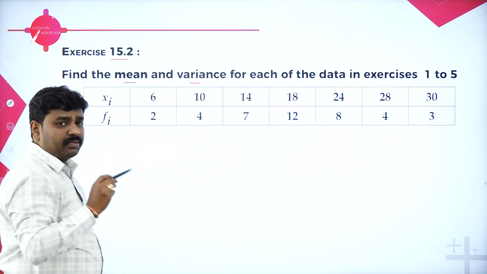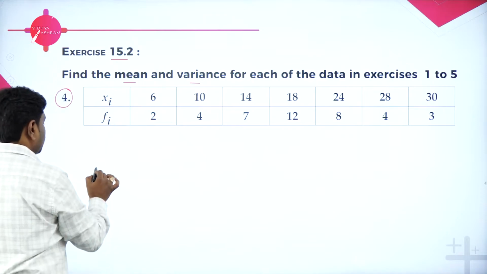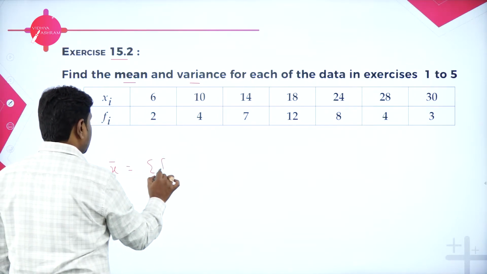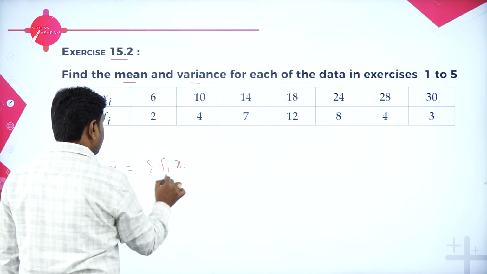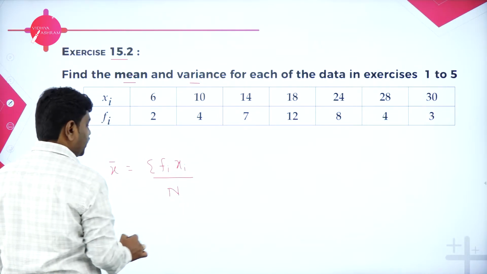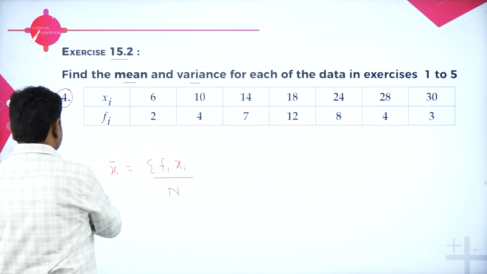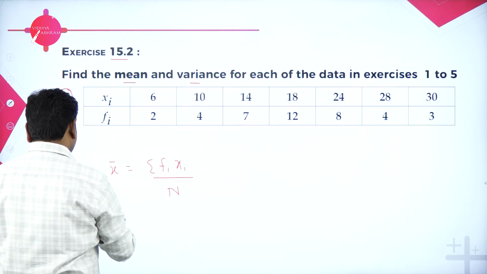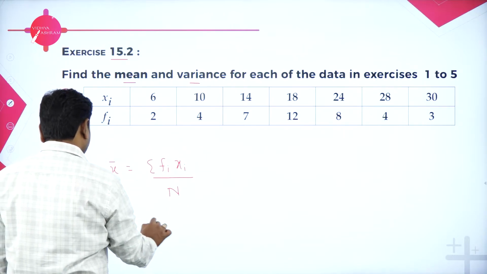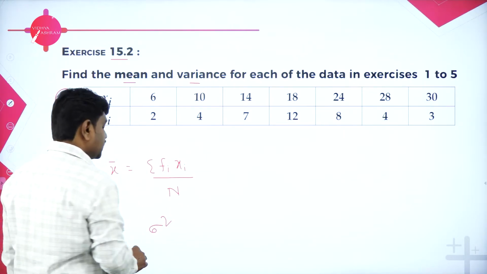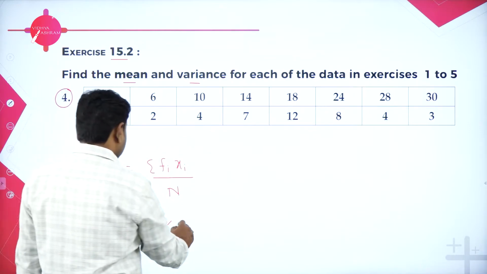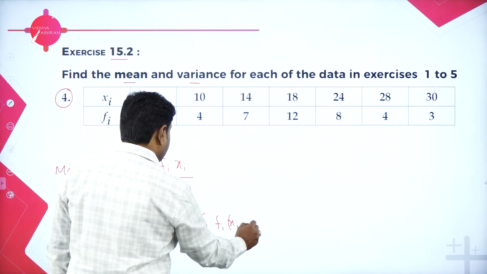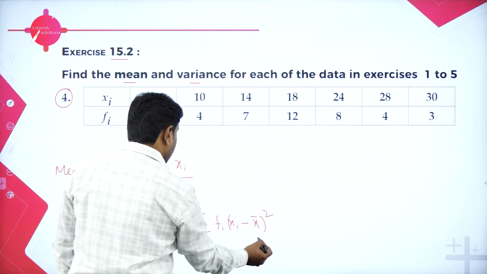So if you want to find mean of group data, first you should be thorough with the formula for mean. What is the formula for mean for group data? Sigma fi xi divided by n, where n is the sum of frequencies. And this is the formula for mean. Similarly, to find the variance of group data, again you should know the formula. Variance is symbolized by sigma square. Sigma square is equal to sigma fi into xi minus x bar the whole square by n.